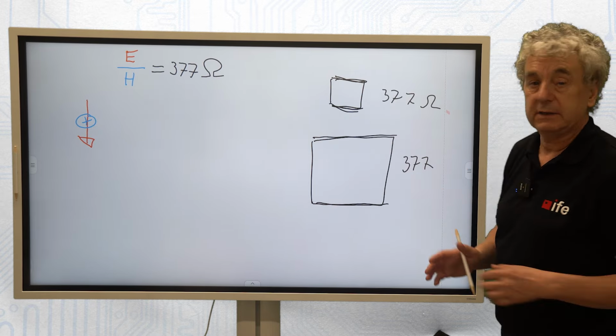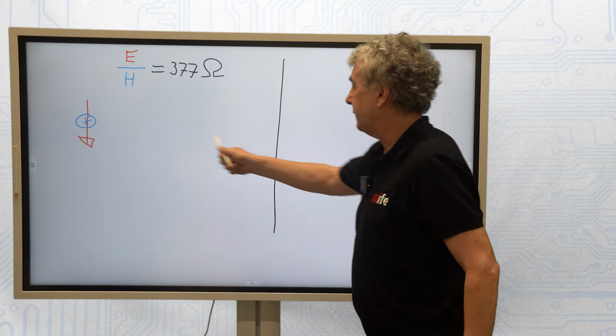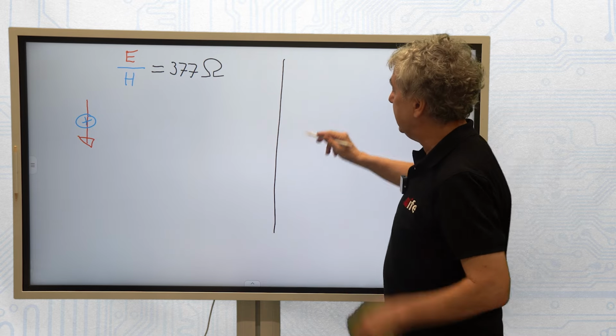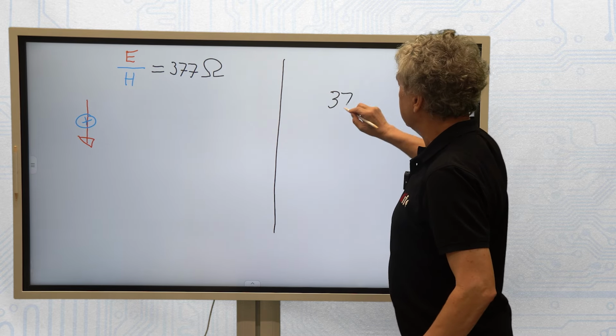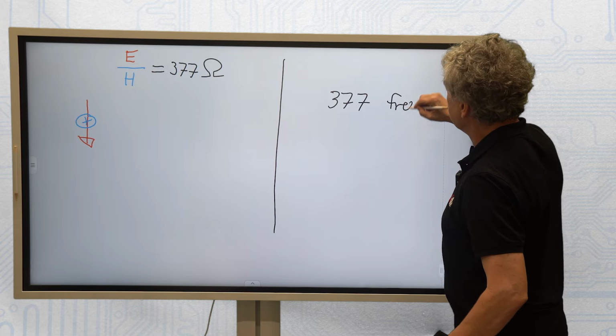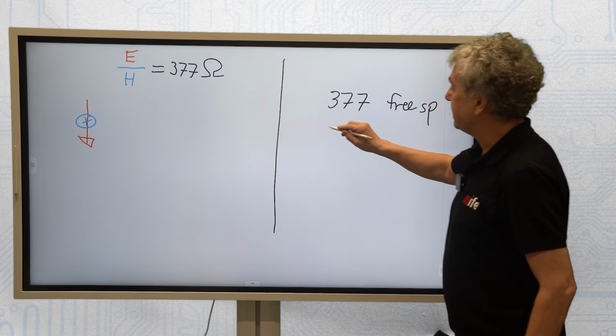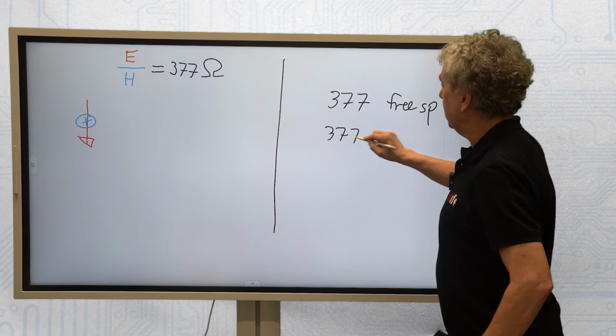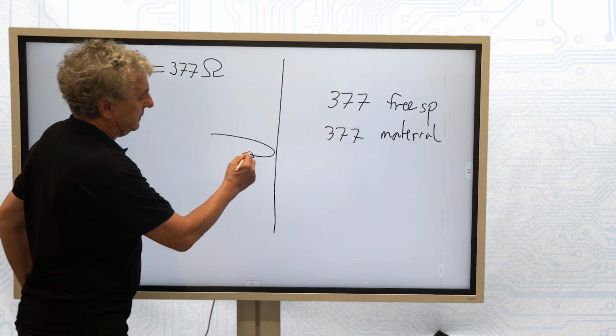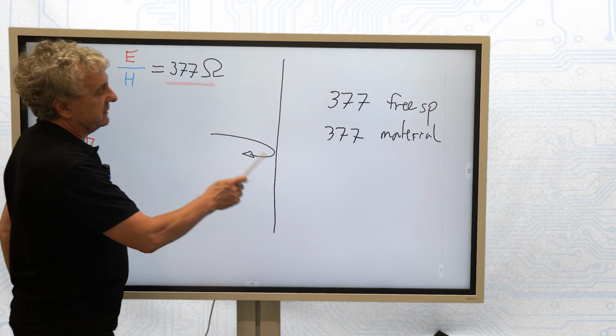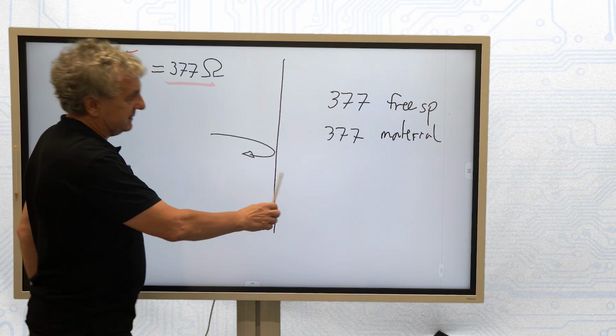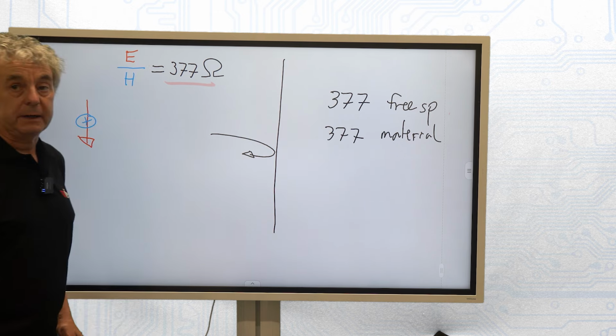Now let's say the material is here, the wave comes, and if the wave comes from here, it sees the 377 ohm of free space, and it sees 377 ohm of the black material. Looking from here, both are basically in parallel. So the wave will be partially reflected because the impedance of 377 ohm hits an impedance of 377 divided by 2.